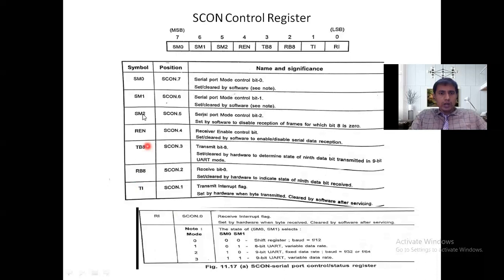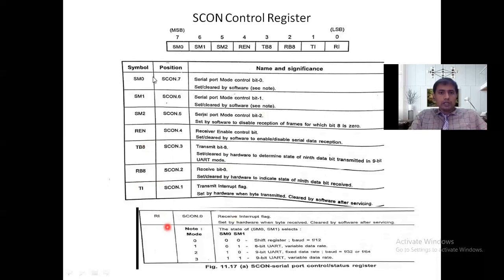Next, another important point, other than SM0, is RI. What is RI? The receiver interrupt flag. The receiver interrupt is also set with the help of hardware, like TI, and cleared when that interrupt is completely processed. When that interrupt is processed, it is cleared automatically.